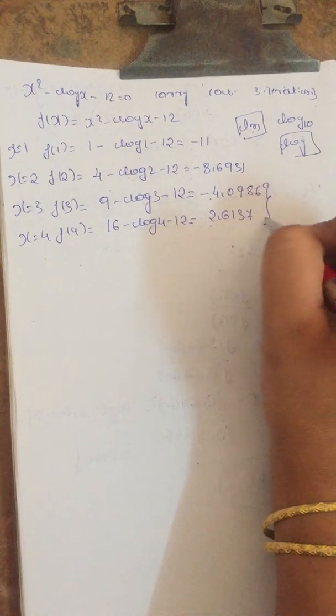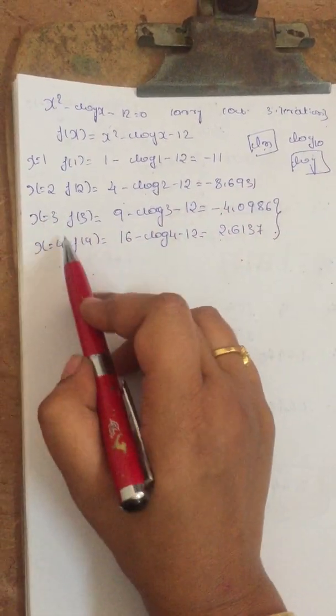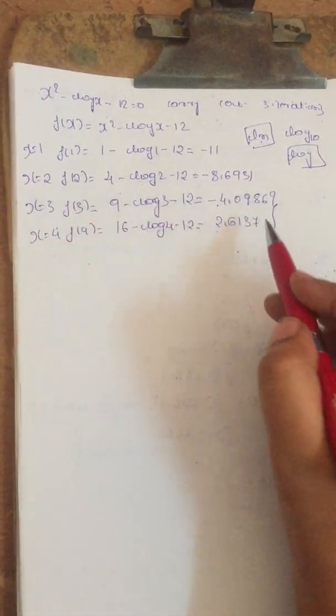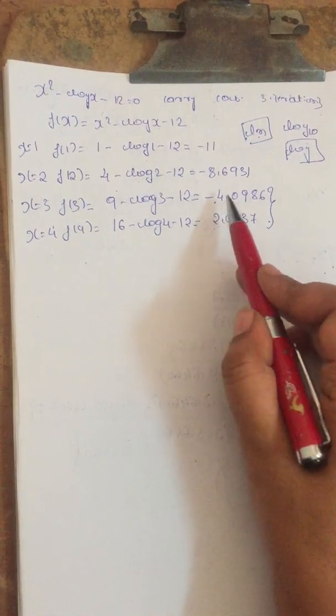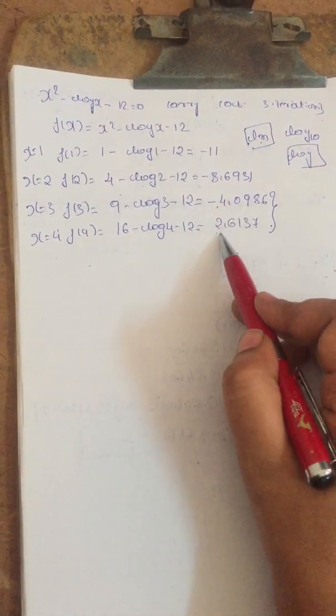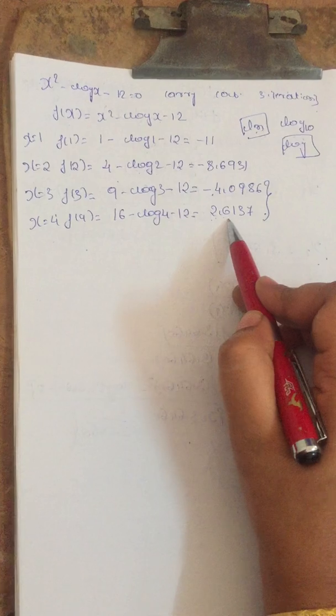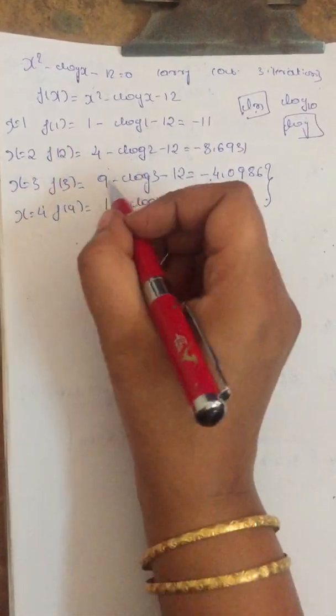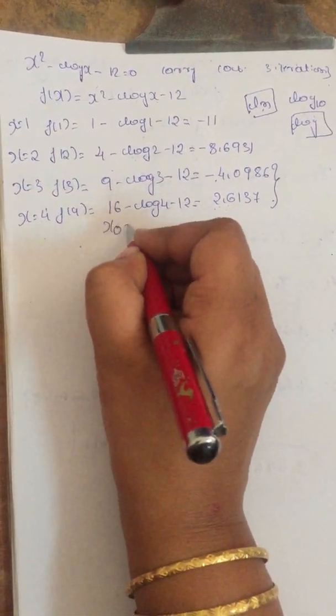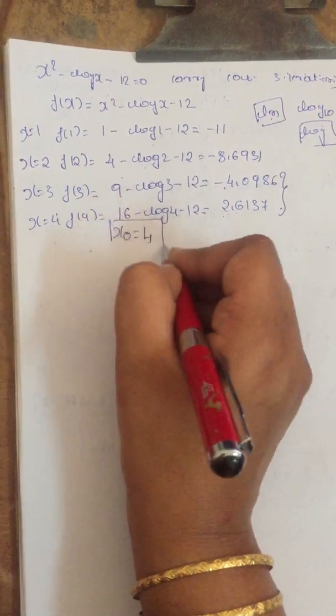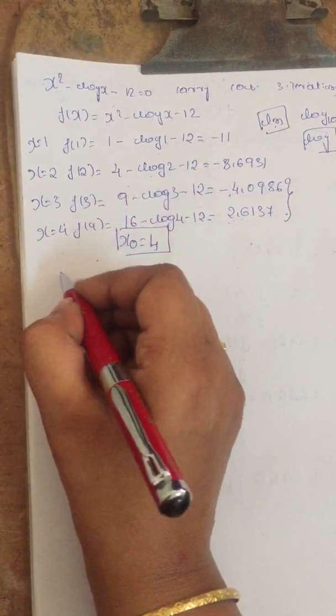It means the root lies between these two values, that is, the root lies between 3 and 4. Comparing 2.61 and minus 4.0, 2.61 is the nearest to 0. So the corresponding x value is considered as the x0 value, that is x0 value is 4. Then find f dash of x value.